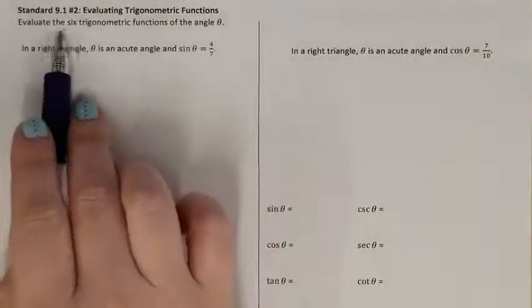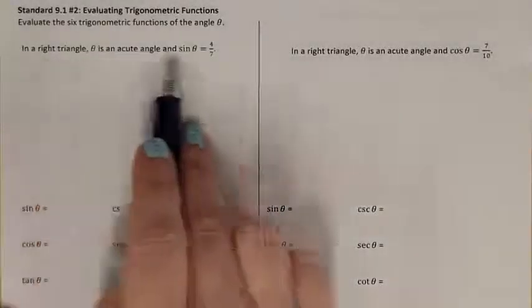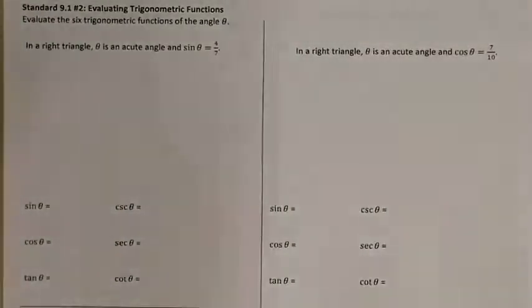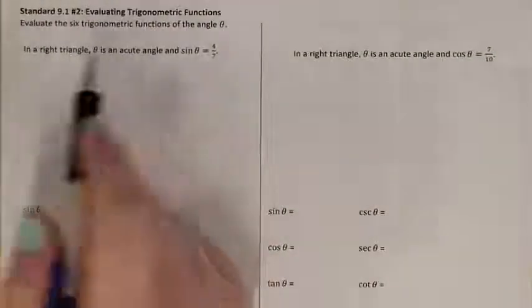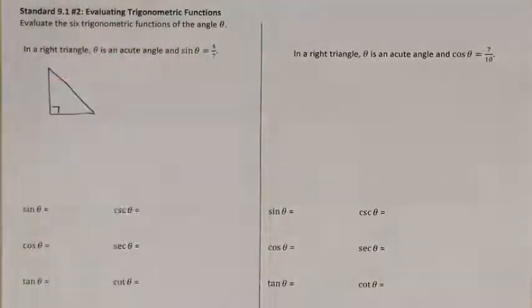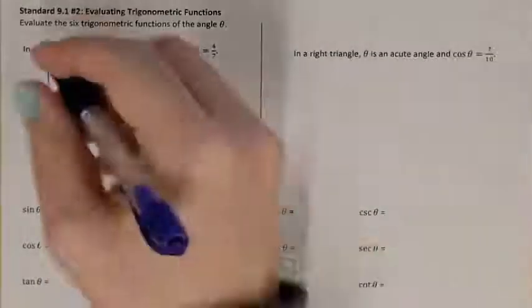So we're being asked to evaluate the 6 trig functions of theta, just like we have been. But now it's not given to us in a triangle, it's given to us in a word problem, and we need to come up with the triangle on our own. So I know that I have a right triangle, so you're just going to draw a right triangle. So here is my right triangle. It's giving you one of the acute angles as theta, so just label one of them as theta.